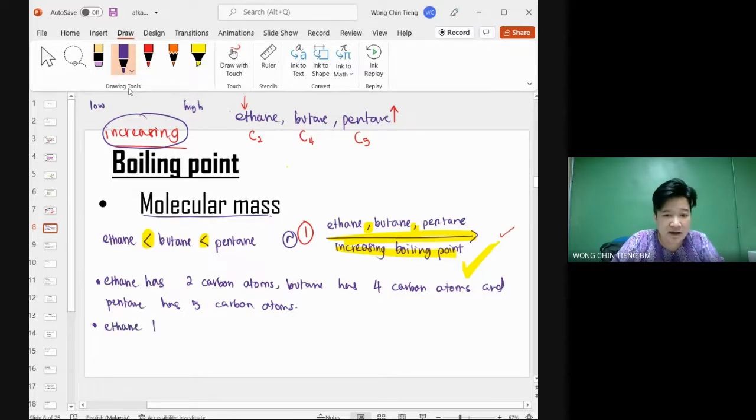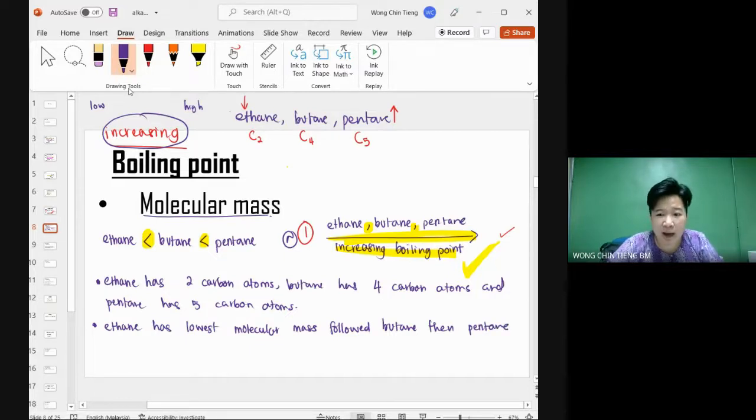Ethane has lowest molecular mass. Okay? Followed by butane, then pentane. Jangan guna perkataan and. Budak selalu suka cakap followed by butane and pentane. Saya tak suka guna perkataan and. And tu melambangkan dua-dua tu sama. So siapa yang lagi tinggi lepas tu? So guna perkataan then. Ethane followed by butane then pentane. Bermakna ethane paling rendah, lepas tu butane, lepas tu pentane. Alright? A little bit of English over here.